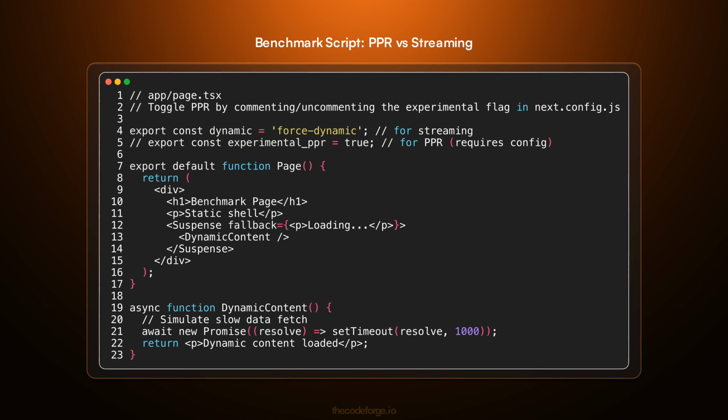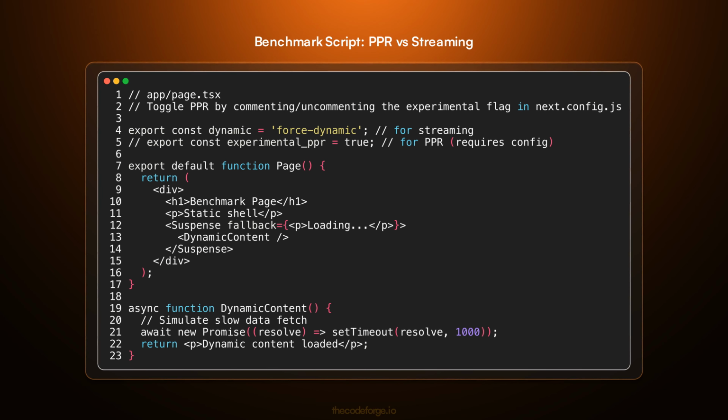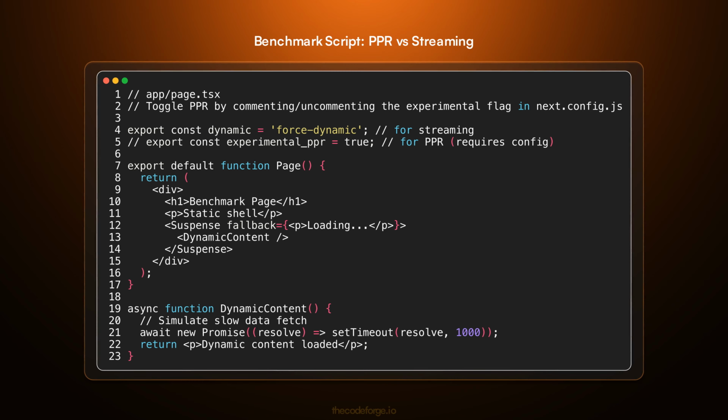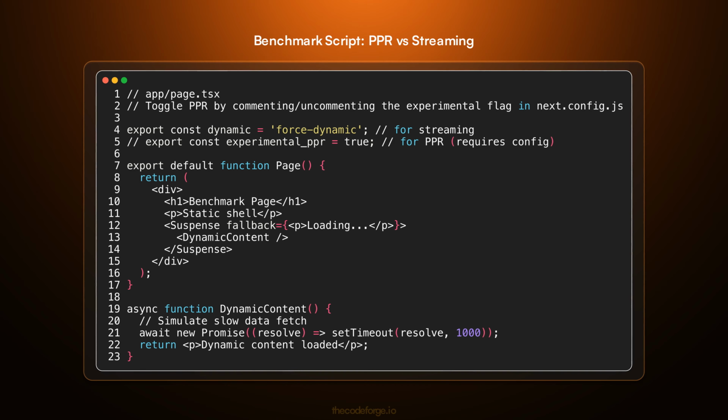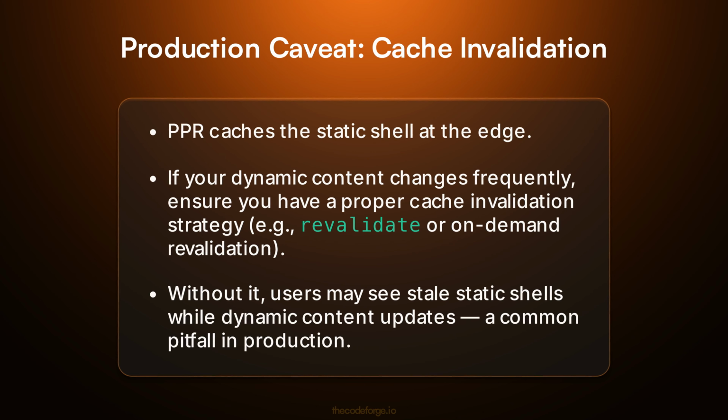The article mentions benchmarks but does not provide a concrete script. Use this Next.js root segment config to compare TTFB and server load between PPR and streaming. Run with next build and next start, and measure with curl -w "@time_total\n" -o /dev/null -s. PPR caches the static shell at the edge.